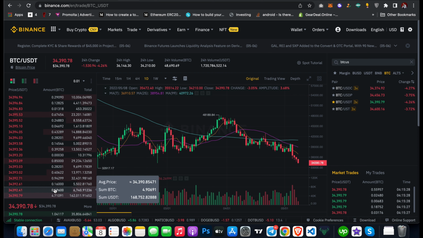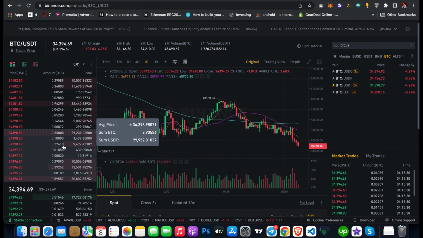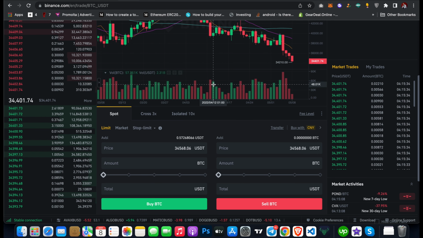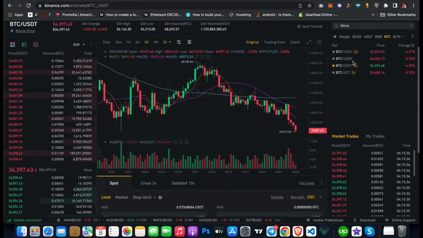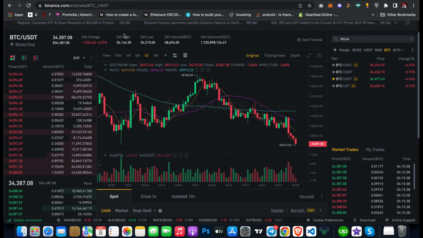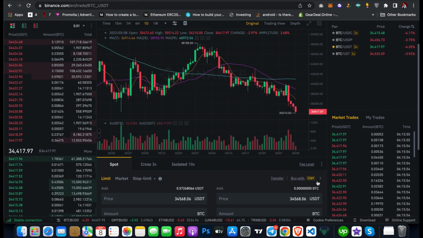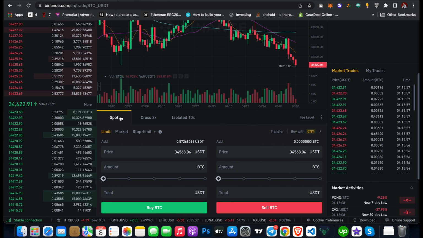You can see the order book here. You see the sell orders, and here you are going to see the buy orders. Now here you are going to see the chart. You can see the 24-hour change for BTC/USDT. You can see the 24-hour high and low for BTC and the 24-hour trading volume. So here now you can find the spot. So this is the spot.